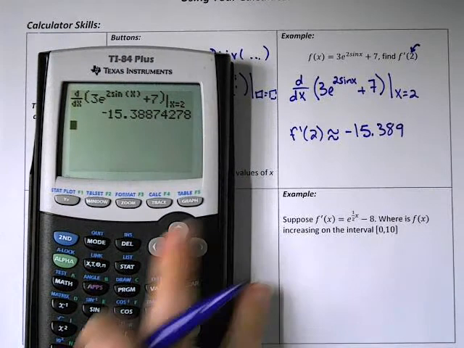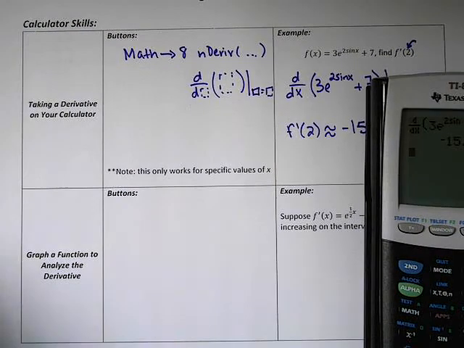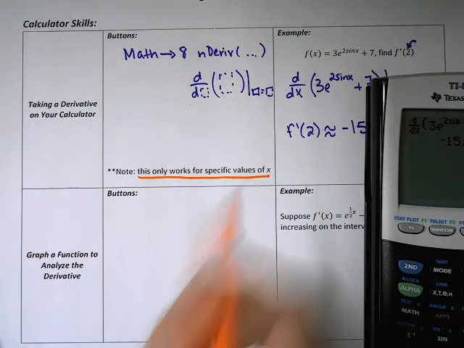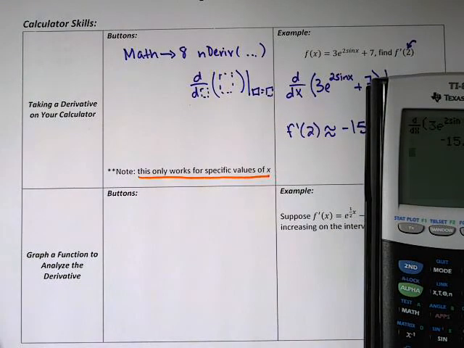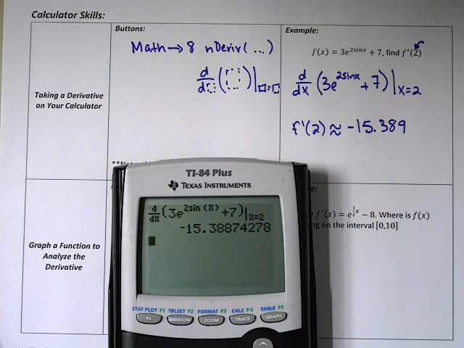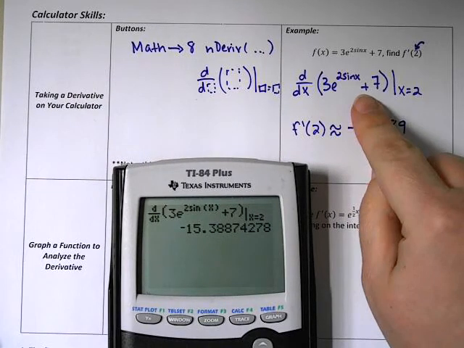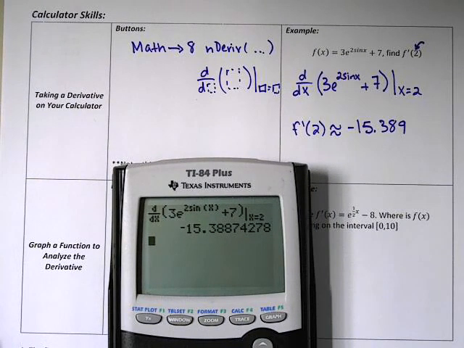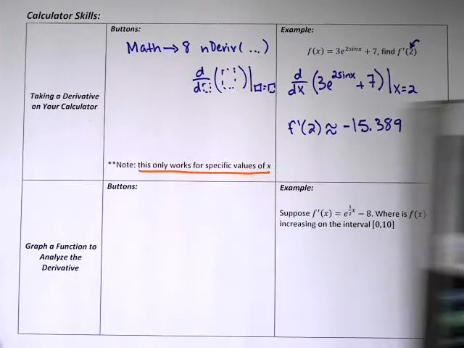All right, now something that's really important to pay attention to is that this only works for specific values of x. So we knew that we wanted the derivative at x equals 2. This doesn't work to take the general derivative. Like, we can't plug this in and it'll take the derivative of this with respect to x. We can't find f prime of x on the calculator. We can find f prime of some value. All right, so make sure that you're very careful with that idea.